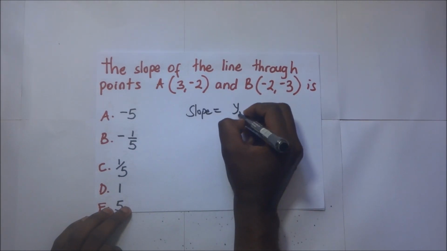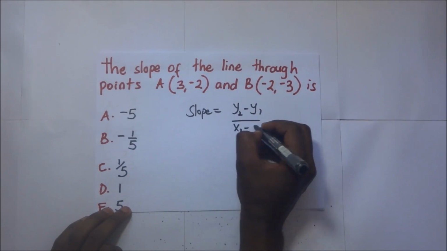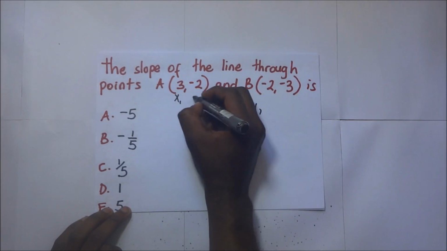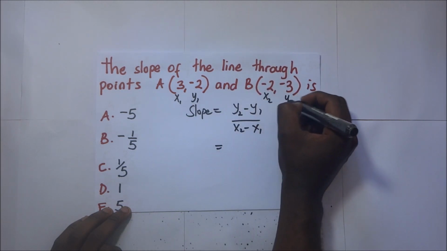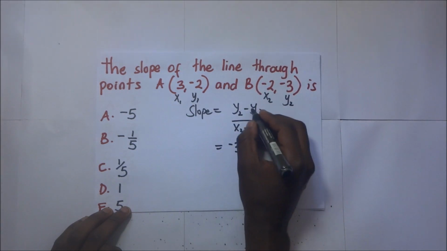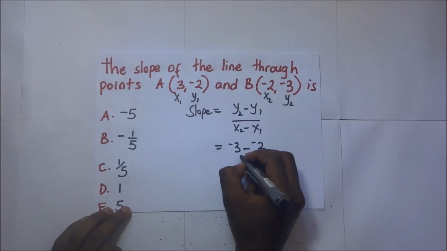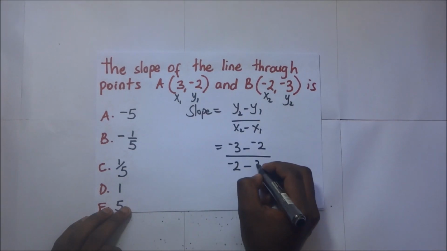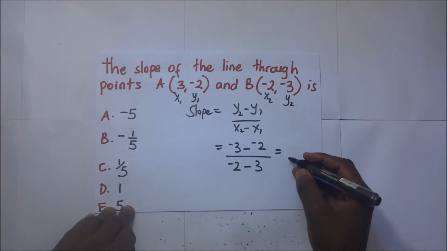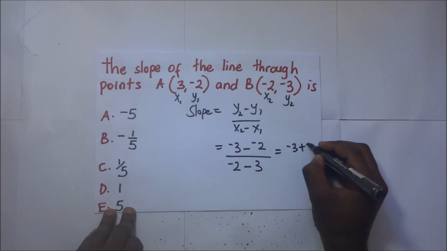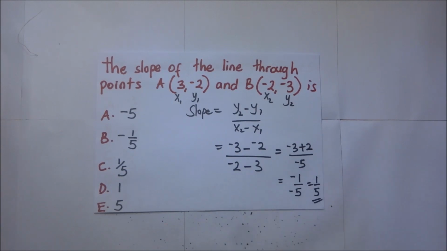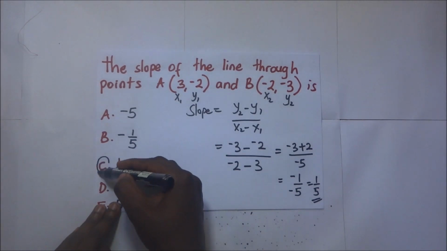Of course, here the slope is given by y2 minus y1 over x2 minus x1. Let's call this x1, y1, this is x2, y2. So y2 is going to become -3 minus y1, which is -2. Divide that by x2, which is -2, minus x1, which is 3. We shall end up with -1 over -5. The slope we get is a fifth, so definitely our answer here is 1/5.